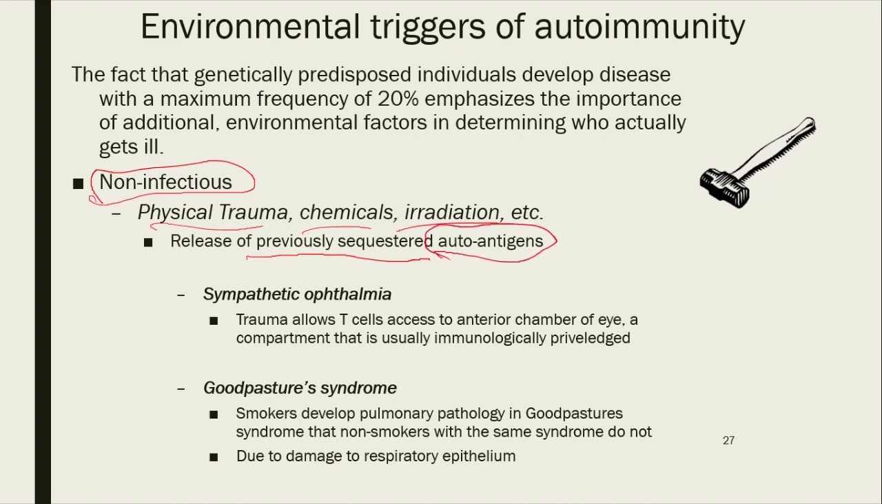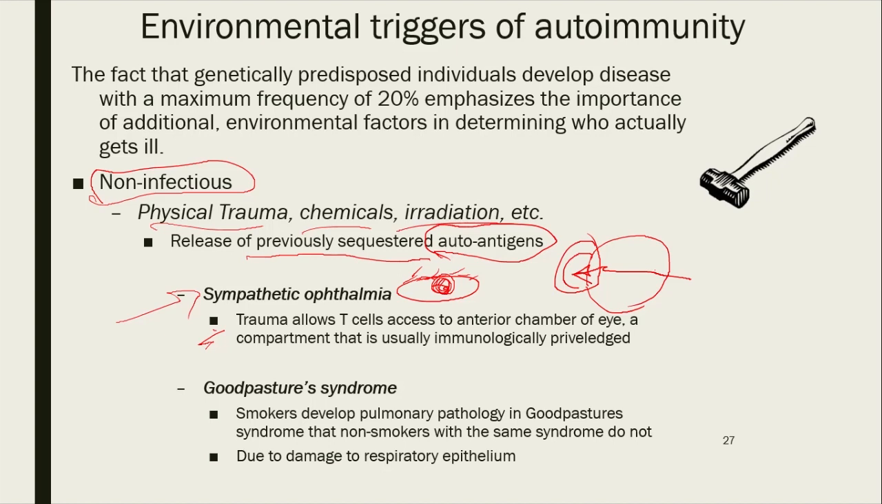Now here we have a particular condition. It's called sympathetic ophthalmia. In this condition, trauma to the eye allows the T cells to cross into the anterior chamber of the eye, where this part of the eye is usually shielded away from the T cells. Remember the actual biological barrier that is shielding the T cells from reacting.